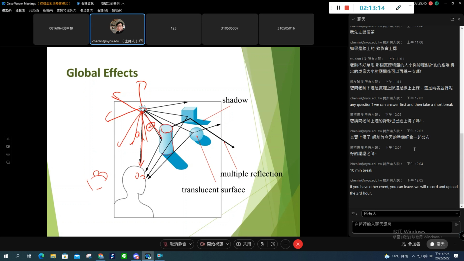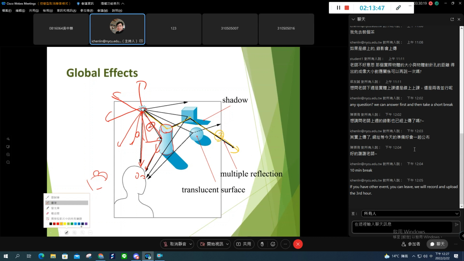such as these cylinders, and then be reflected to your eye. So this is the second situation. In addition, we also have multi-refraction, such as if we have a light here, it could be reflected to a point here and reflected to a point here, and then cause multiple refraction. So this is the third situation.